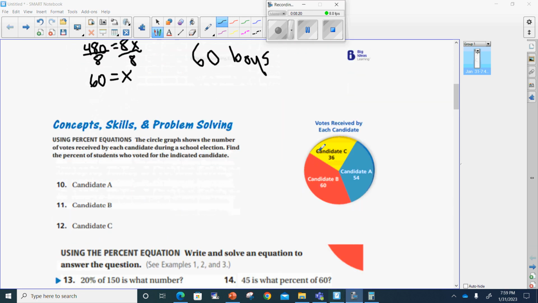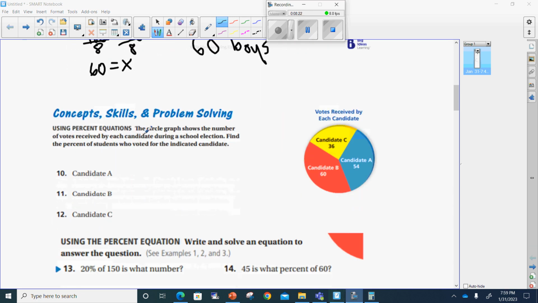All right, next we're going down here and it says, using percent equation, the circle graph shows the number of votes received by each candidate during a school election. Find the percent of students who voted for the indicated candidate. Well, you have 10 and 12. I have number 11. It says candidate B. Candidate B got 60 votes. And that's going to be 60 out of how much?